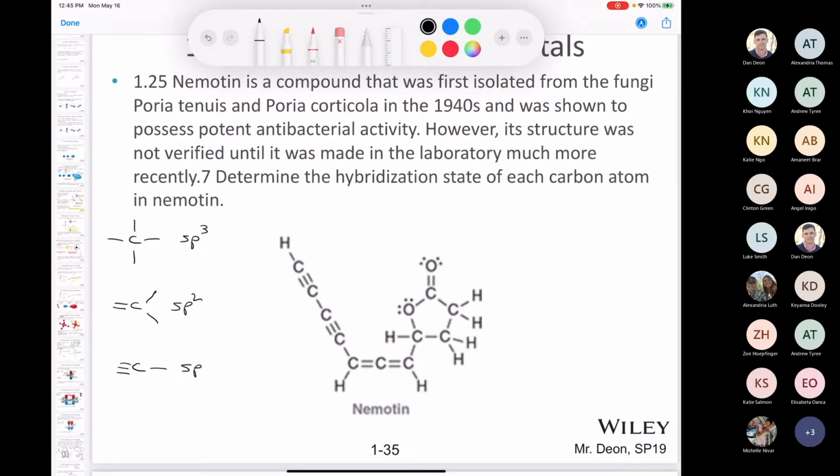Let's take a look at this compound, nematine. It's first isolated from the fungi shown here. However, its structure was not verified until recently. Determine the hybridization state of each carbon atom in nematine. Let me start with this one that I'm highlighting in yellow. If I highlight these 4 in yellow, could anybody tell me what the hybridizations of the 4 carbons in yellow would be? I'll give you a clue, they're all identical.